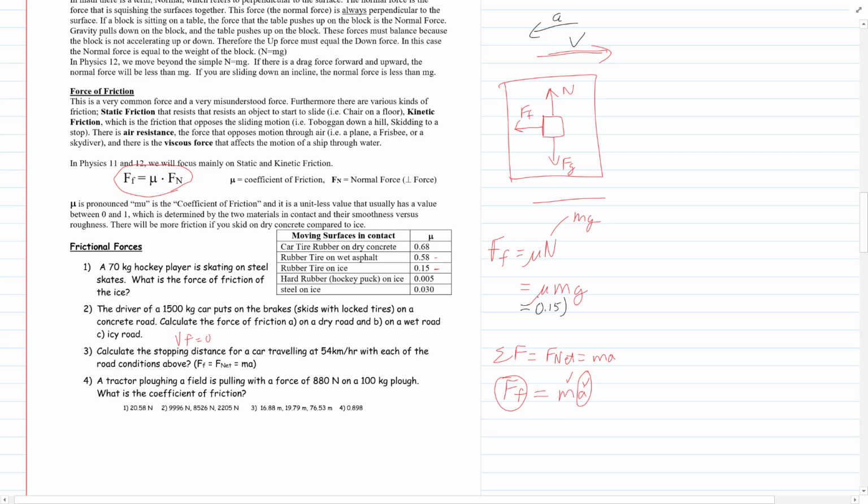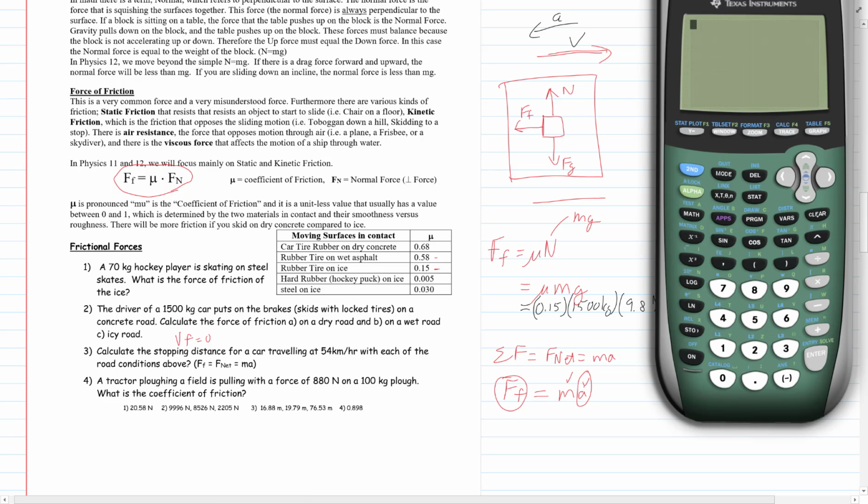0.15. The mass is 1,500 kilograms. And we're on Earth, 9.8 newtons per kilogram. So 0.15 times 1,500 times 9.8, 2205. 2205 newtons. Now I said that's the only force acting in the direction.